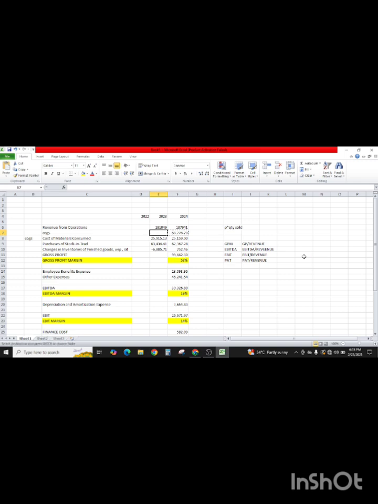COGS is nothing but the calculation of all three: cost of material consumed, purchase of stock in trade, and changes in inventory of finished goods, work in progress, and stock in trade. So gross profit will be revenue minus COGS, where COGS is the total sum of all three numbers. So this is our gross profit. Similarly, gross profit margin is 54% for FY23, which is gross profit divided by revenue.